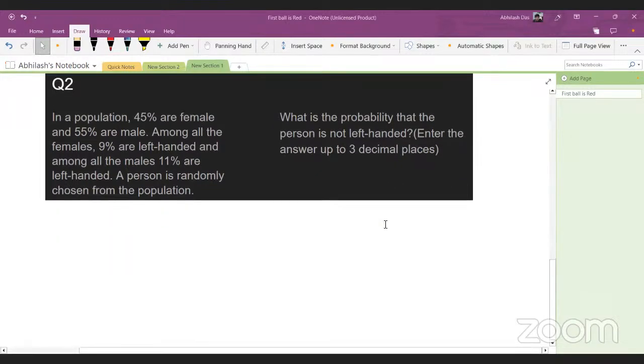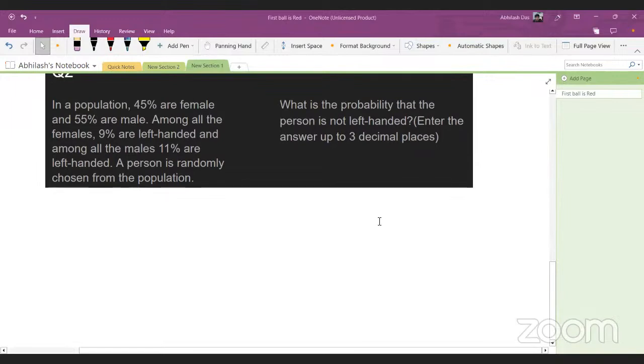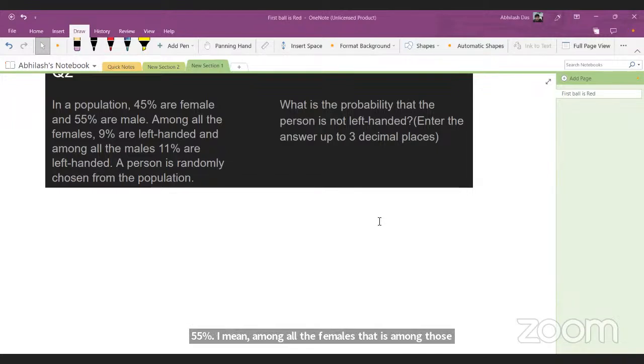Okay, so in this question, it says that in a population, 45% are female and 55% are male. Among all the females, that is among those 45%, 9% are left-handed. And among all the males, 11% are left-handed. A person is randomly chosen from the population. What is the probability that the person is not left-handed?